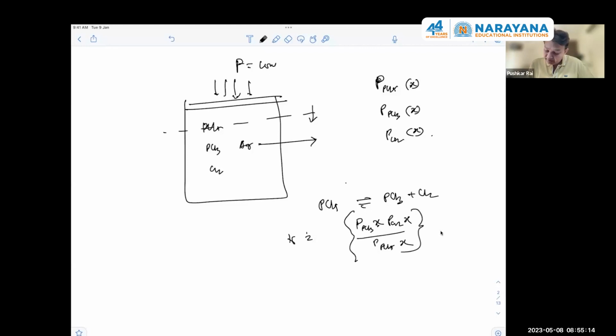Greater than K. This ratio becomes what? Greater than K. If that is the case, then Q becomes greater than K. Then what happens? Equilibrium will shift in the backward direction. One way of doing it is like this.